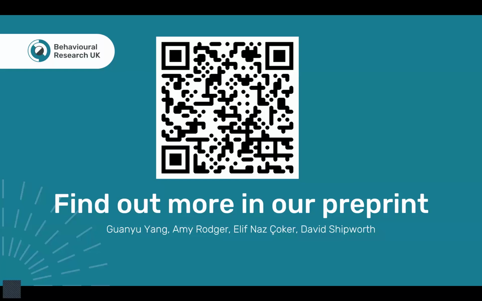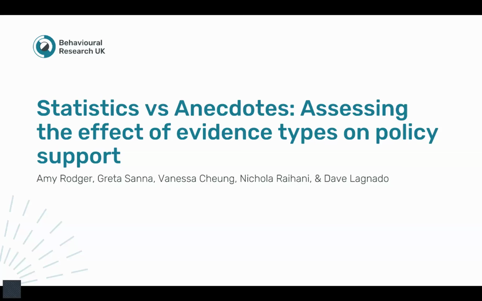Thanks, Robert. We've got 3 more questions on the table, but what I suggest is we go on to the next 2 talks, both of which are in different ways related to policy. And then we come back to these questions and any other questions that people have, either from listening to the presentations or indeed the answers to the questions. So we next have Dr. Amy Rodger, Statistics versus Anecdotes, Assessing the Effect of Evidence Types on Policy Support.